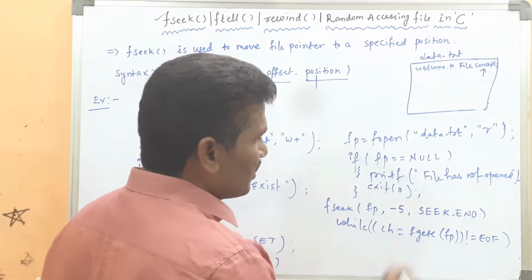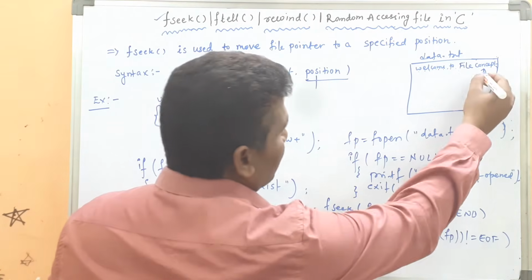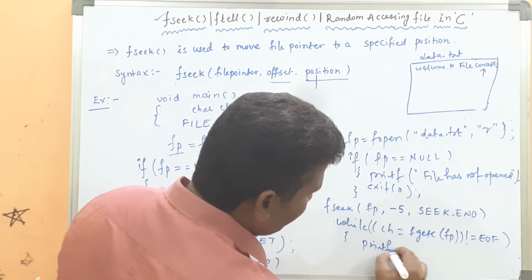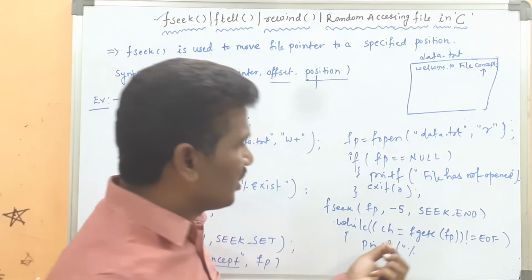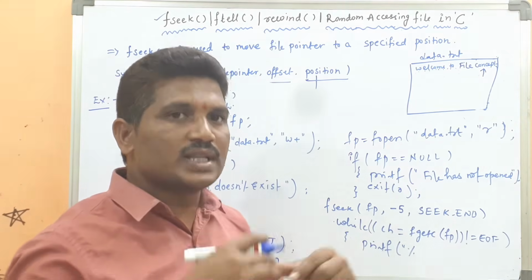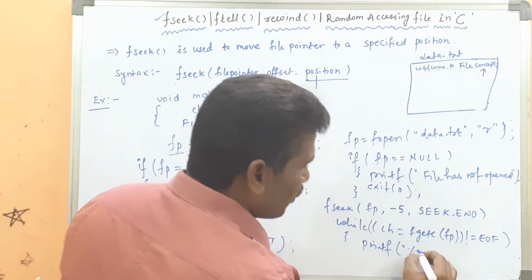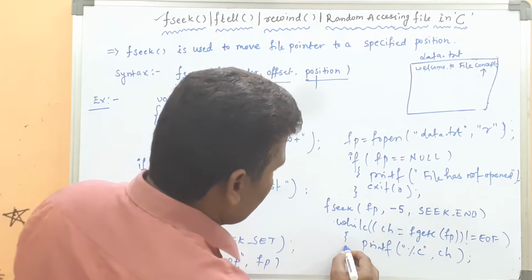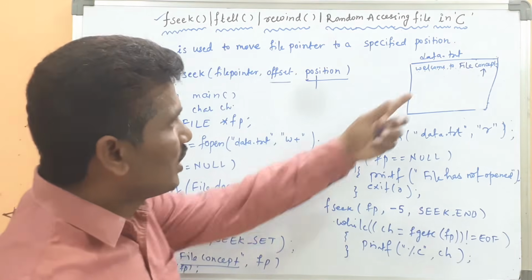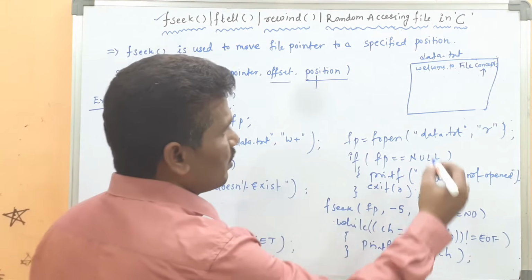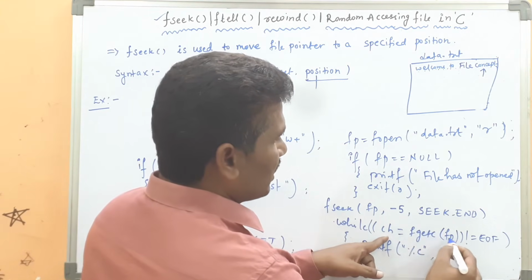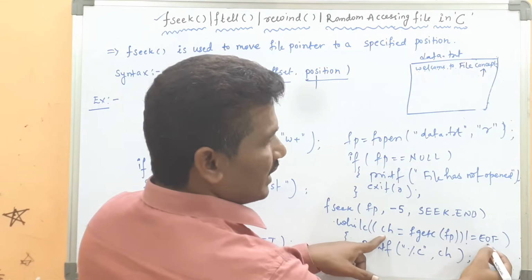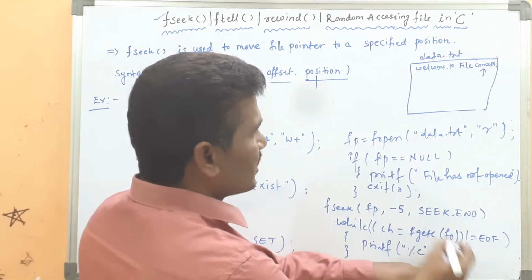Once you set the cursor position from here, what is the output? You tell me the printf. Whatever data you are getting from the file, I want to display it on the output device. Then %c, then ch. Then what is the output? First, ch equal to fgetc file pointer. The n will be placed over here. It is not end of file, then n will be placed on the output device.